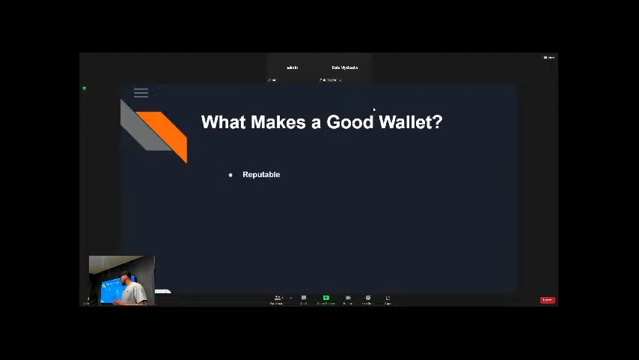Reputable. That's the most important one. If you don't have a reputable wallet, it's no good, right? You can't trust it. Secure. Obviously, the more secure it is, the better. Passwords, pins, encryptions, passphrases.